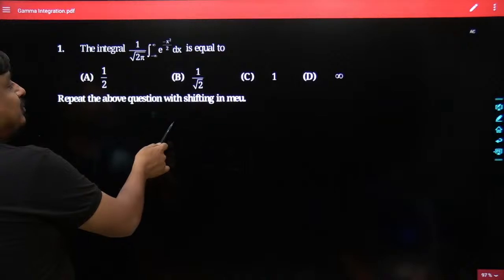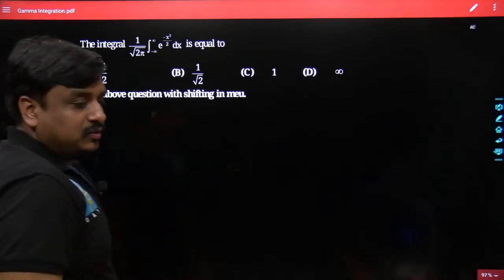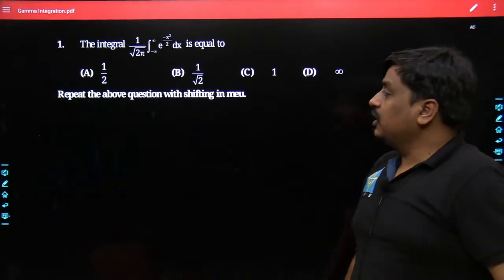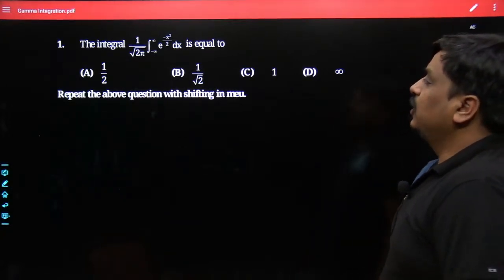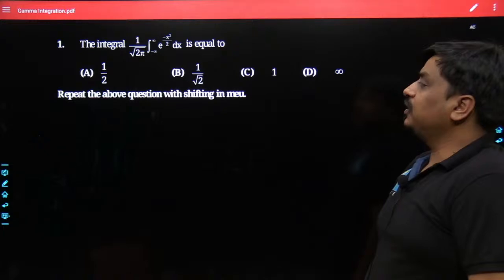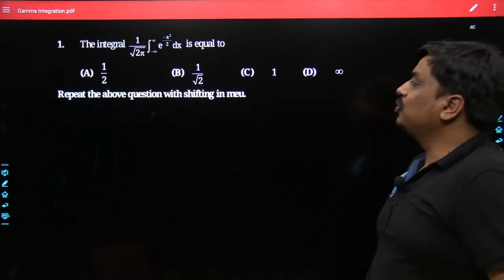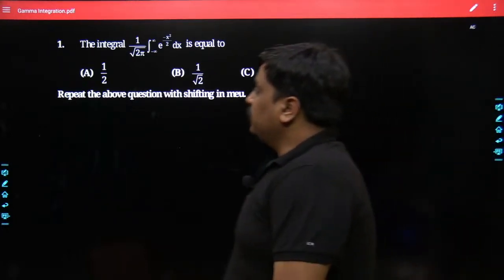Tell me, what would be its best most answer? So let me categorically read the complete problem. The integral of 1 upon root over 2 pi, integration from minus infinity to plus infinity, e to the power of minus x square divided by 2 dx is equal to. Four different options were given.